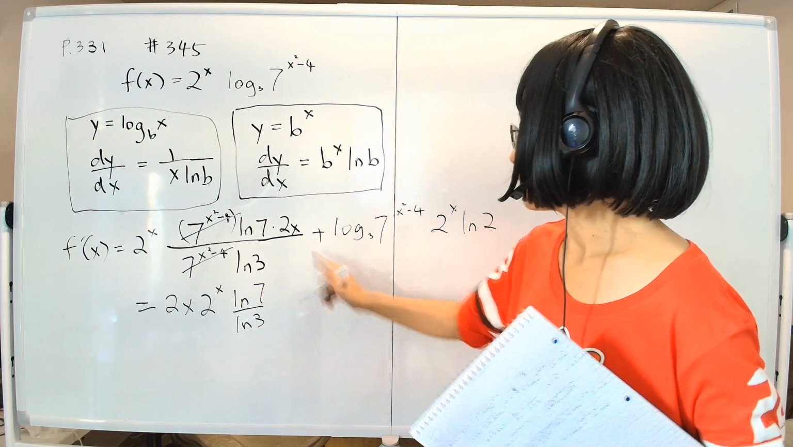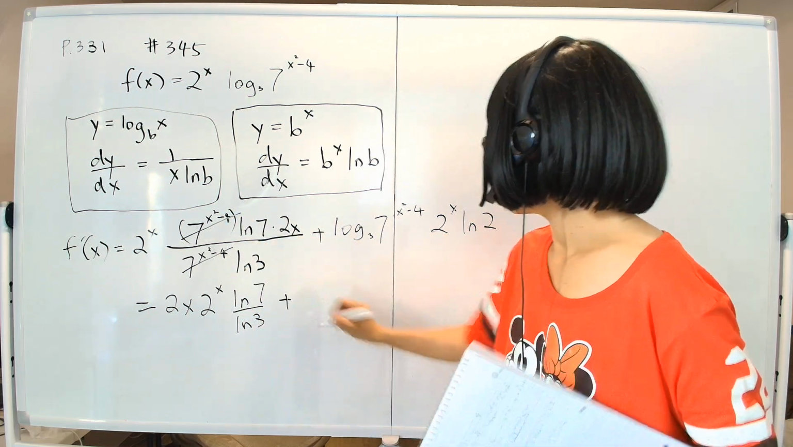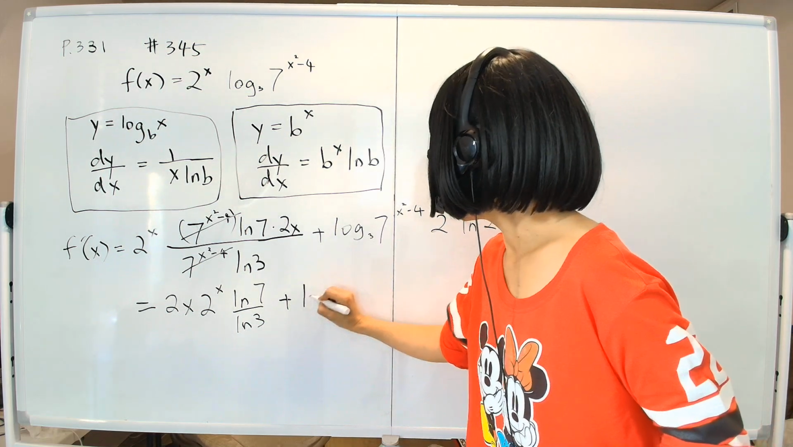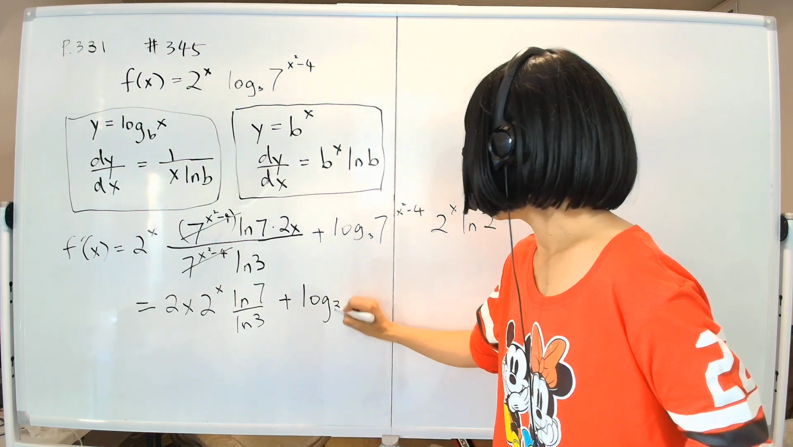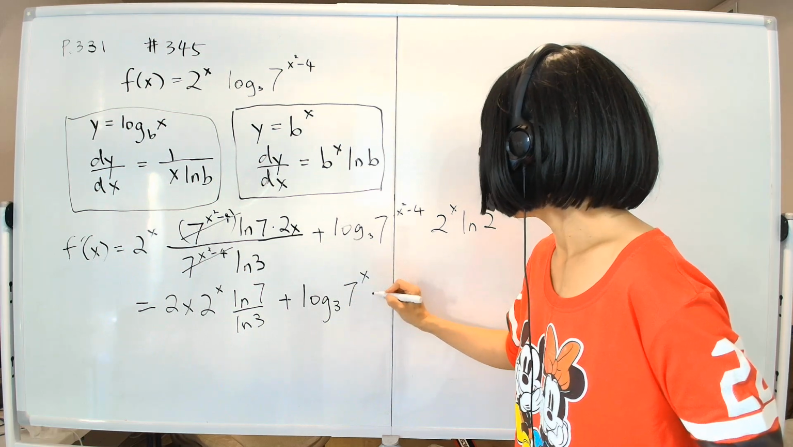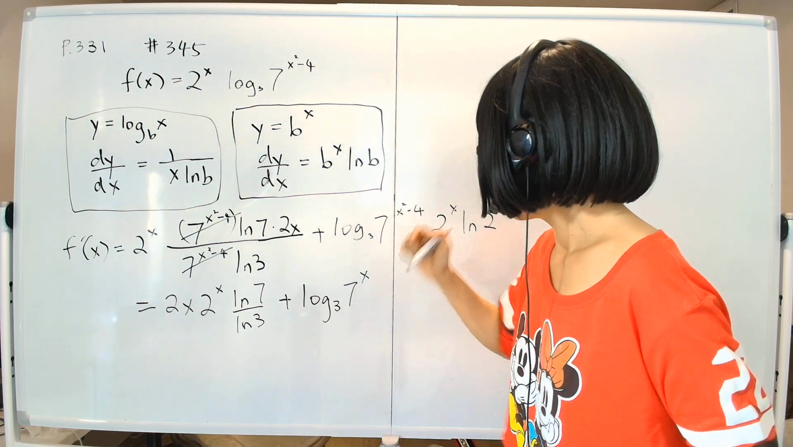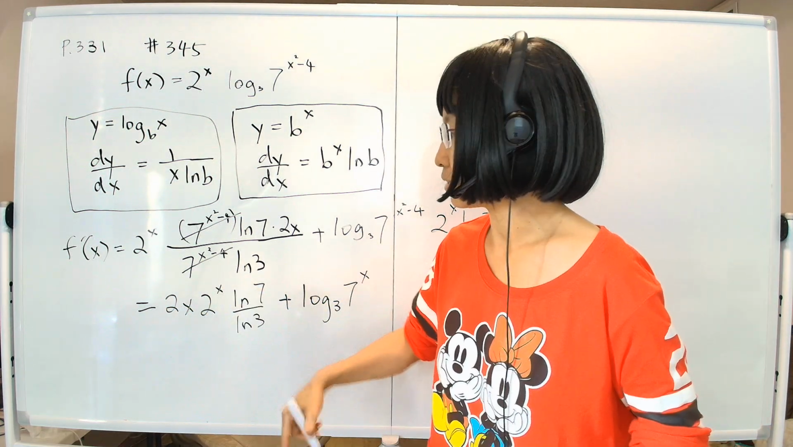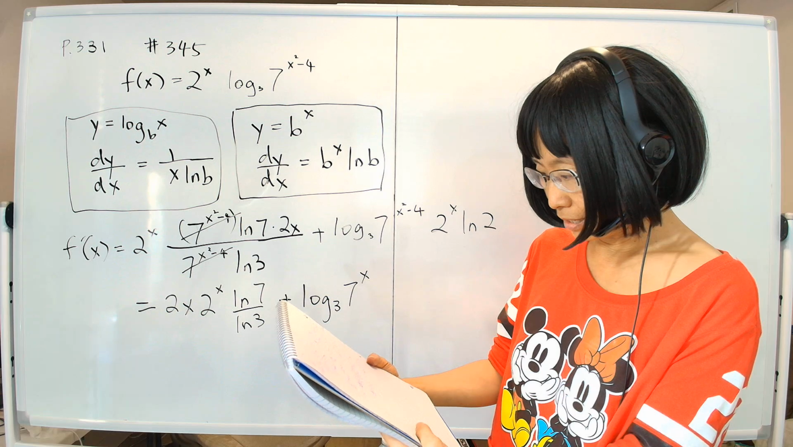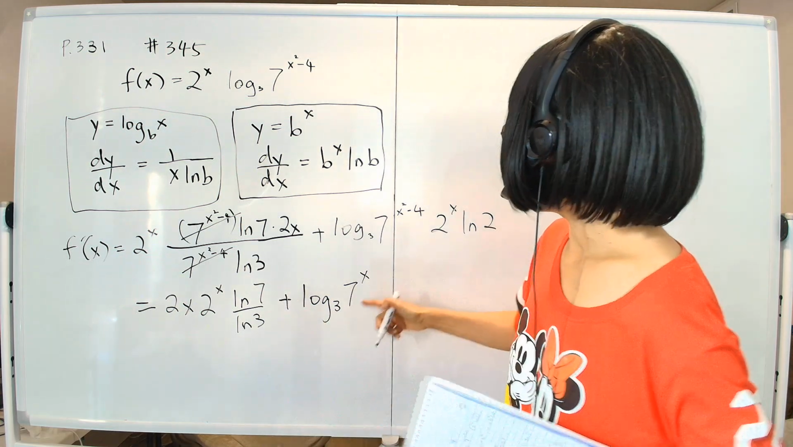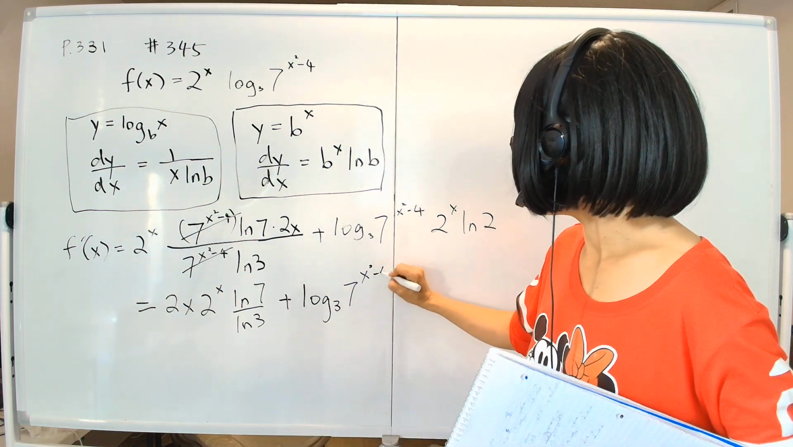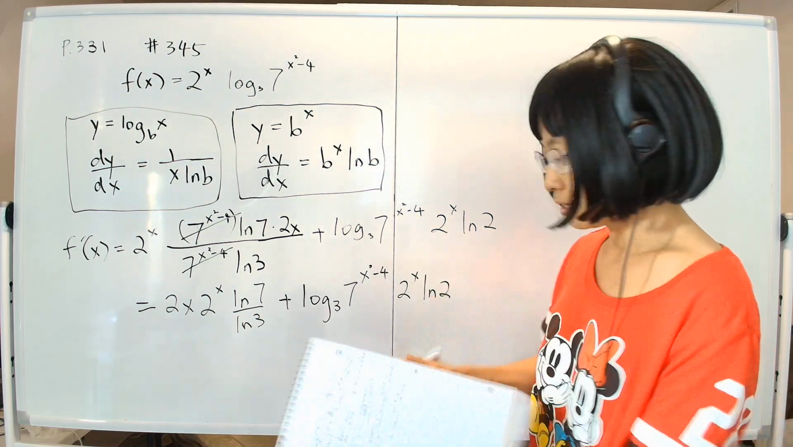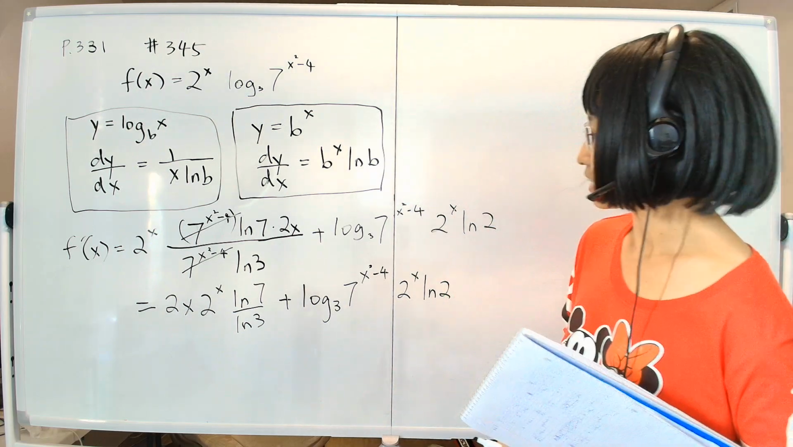So that's the first part, plus the second part. I don't think you can do anything to the second part, you just write it out. So you copy it again, log base 3 of 7 to the x squared minus 4, and then times 2 to the x and then natural log of 2. Actually, you could combine the exponent as x plus 1, but let's not do that. I assume this is the correct answer because I checked it, I think.